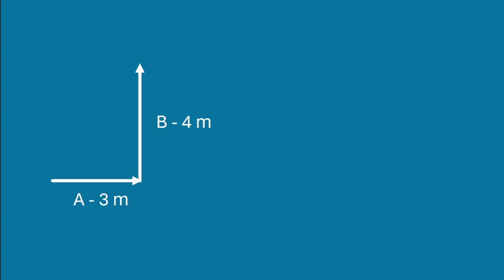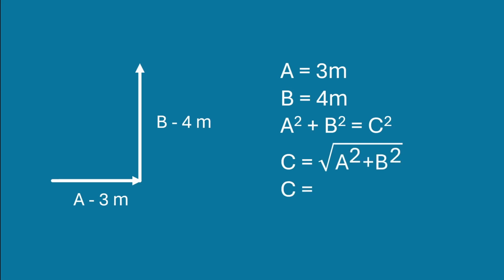What will be the displacement? Well, if you have a look at this, if we draw the arrow for displacement, it will make a right angle triangle. So we can use Pythagoras theorem to figure out what will be the displacement. And the displacement will be in this direction with a magnitude of 5 meters.